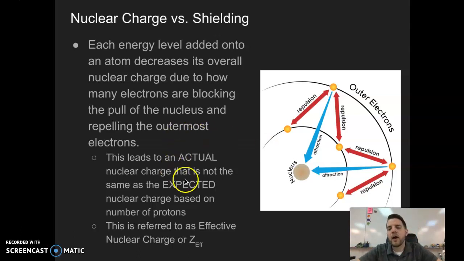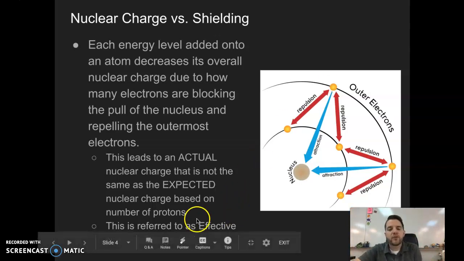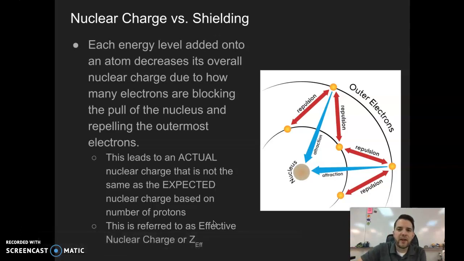And so the actual nuclear charge, or the actual force of attraction on the outermost electrons, is less than what we expect it to be based on the size of the nucleus, because of the fact that we're adding more and more energy levels. This is referred to as the effective nuclear charge, also sometimes referred to as ZEF. Now, we're going to talk about effective nuclear charge. If you go on to more advanced courses, you'll dive deeper into it and you'll calculate effective nuclear charge.